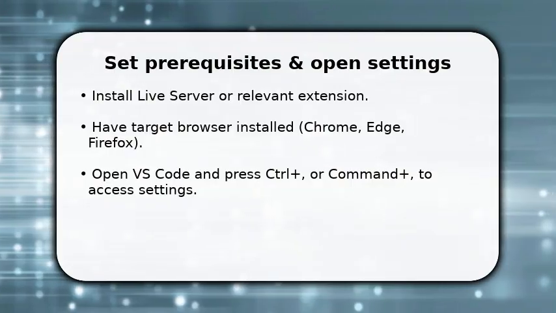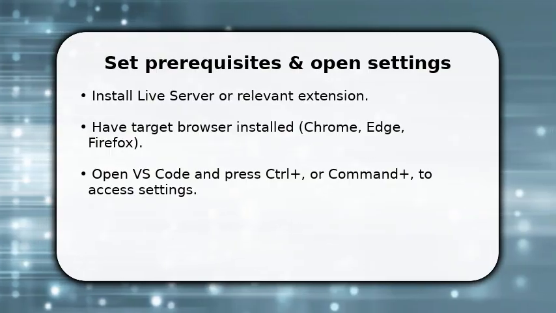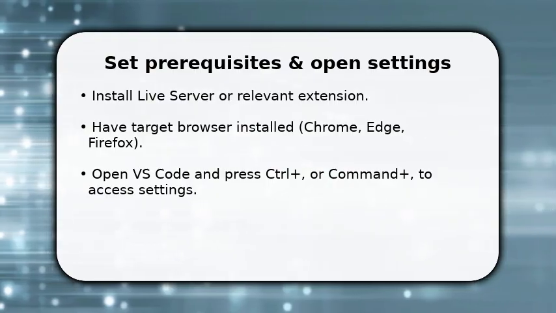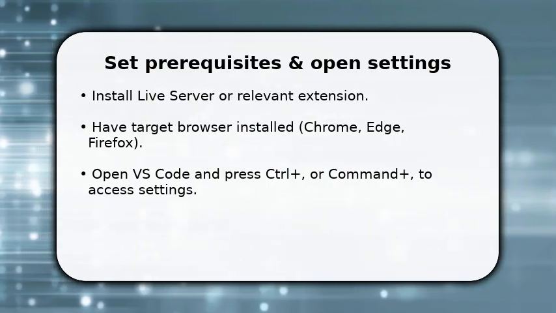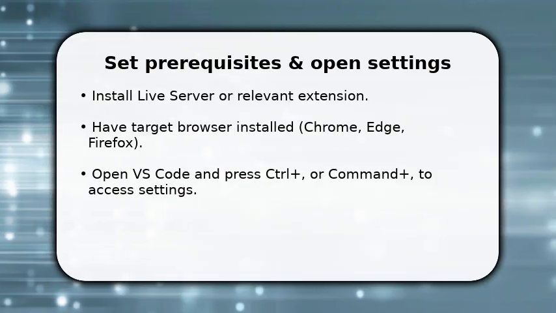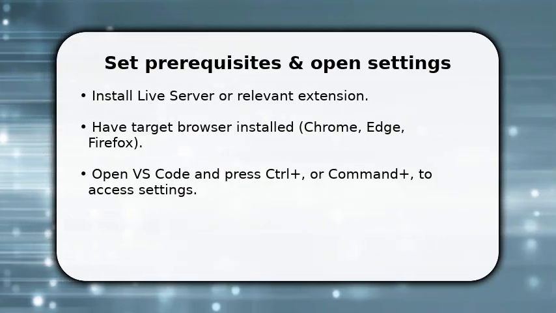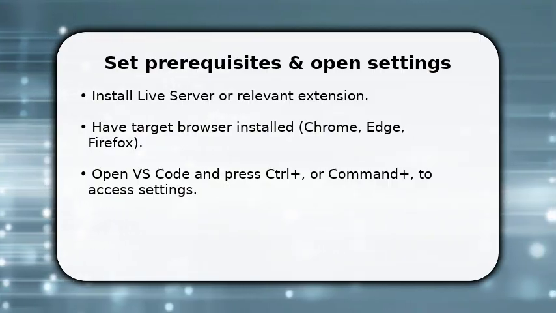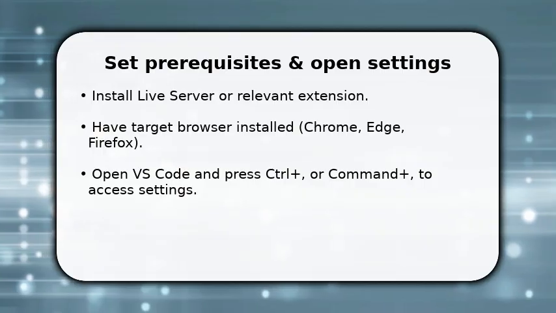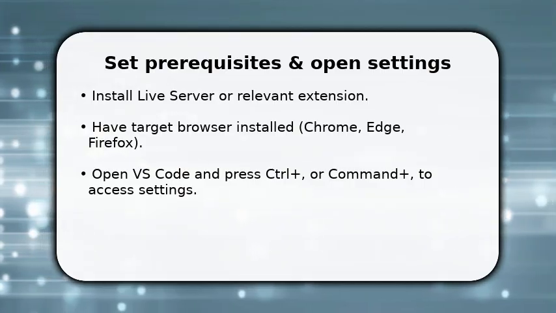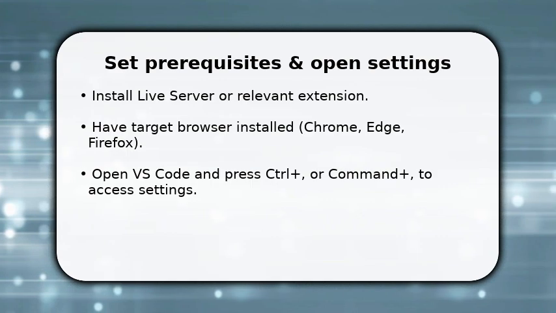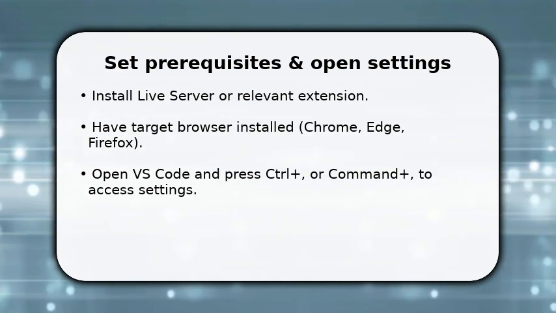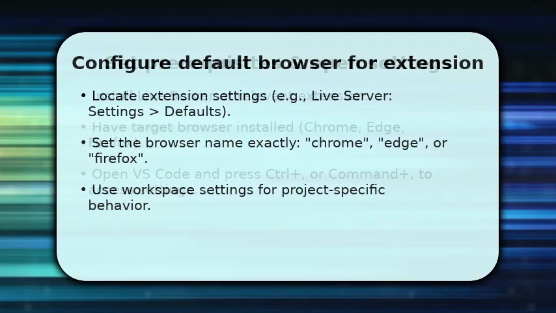You start by confirming prerequisites: Live Server or the extension you plan to use, plus the target browser installed on your machine. Once done, open VS Code and go straight to settings with Control+ or Command+ on Mac. You don't need to change global defaults yet. Instead, search for the extension name in Settings to scope preferences to the extension. Make sure the workspace is open if you want project-specific changes, and keep the browser name handy, as the next step requires exact spelling. Now you configure the extension to use your chosen browser.